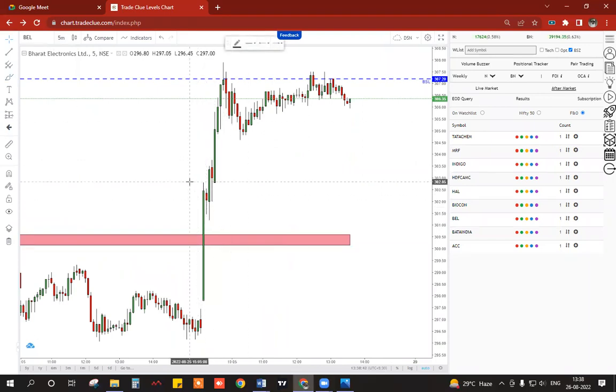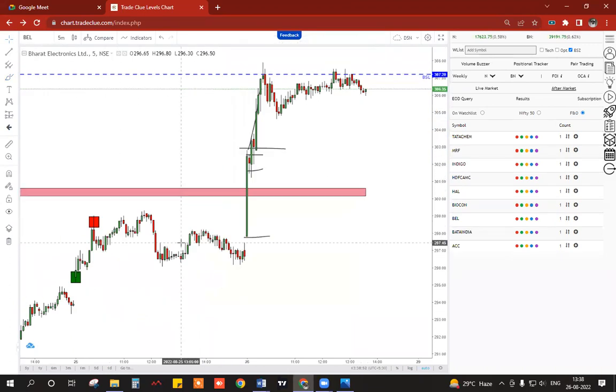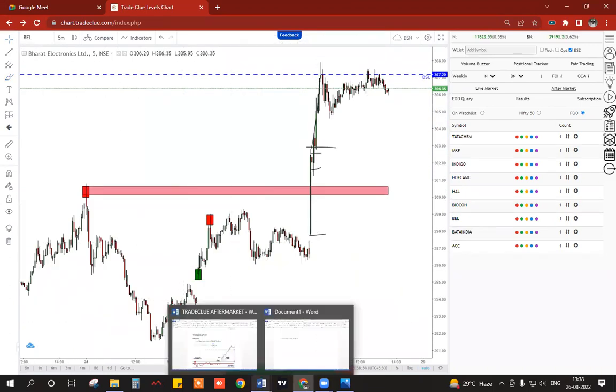Inside bar means this is the first bar within which one more bar is there and a breakout is happening. So this also usually works on a 5 to 15 minute time frame, the inside bar pattern. So this you can follow on the breakout time frame. So I hope the breakout structures are clear.